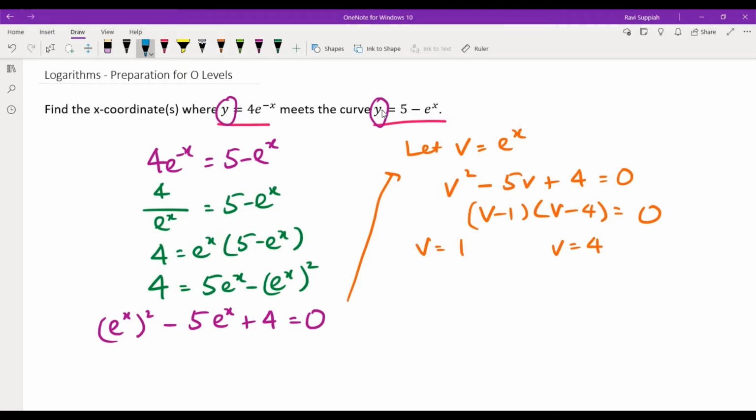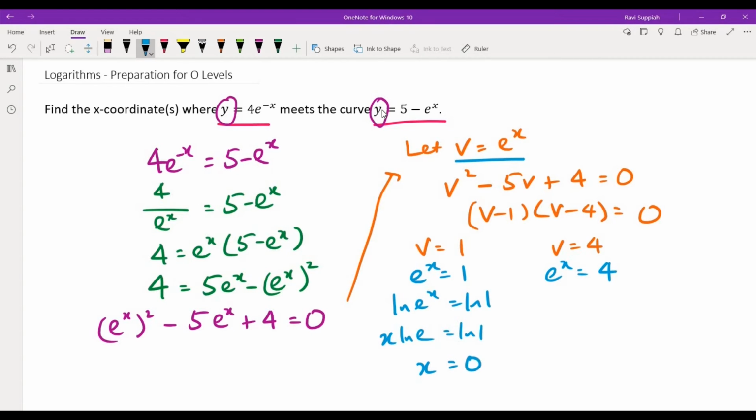Now the next step is to go back to our substitution. So e^x equals 1 and e^x equals 4. To solve for x, we can take the natural log on both sides. So I'll get x ln e equals ln 1. For this expression, ln 1 is 0, so x will be equal to 0.